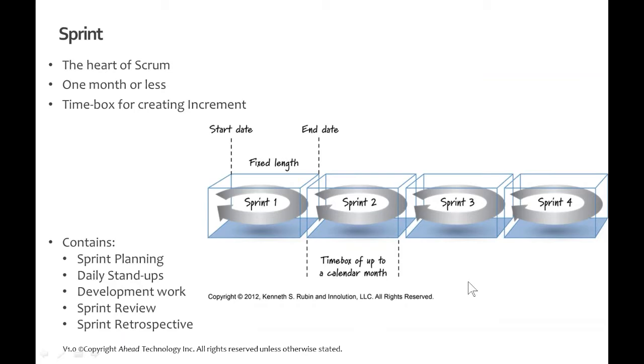So the sprint itself, it is at the heart of Scrum. It's recommended it is 1 month or less, okay? And that is your time box for creating the increment. It contains the sprint planning, the daily stand-ups, all of the work to create the increment, so the development work, the sprint review, and the sprint retrospective. So if you start with your planning, you end with your retrospective, then you go into the next sprint. Okay? That is really in the core of what you're determining.